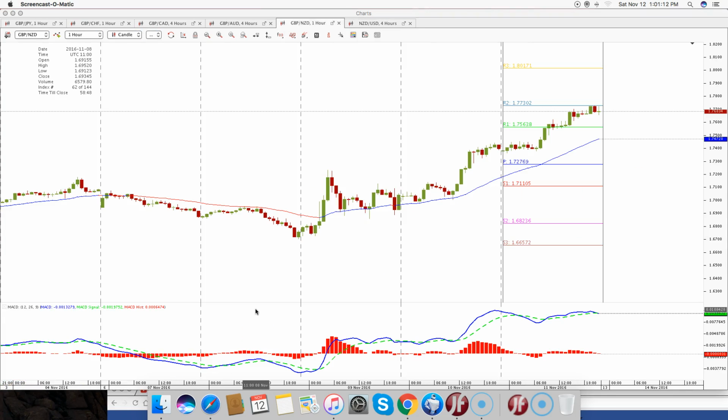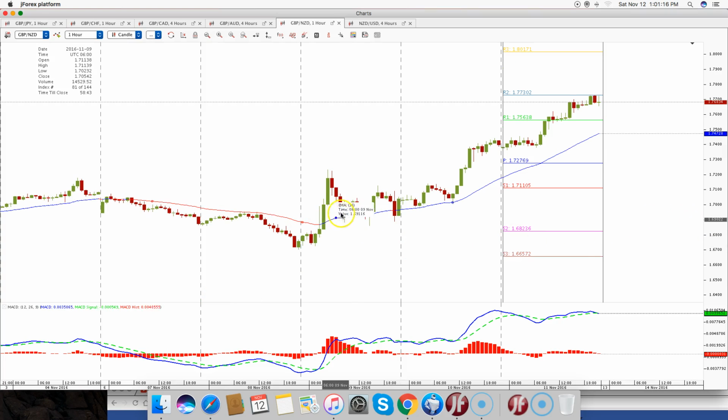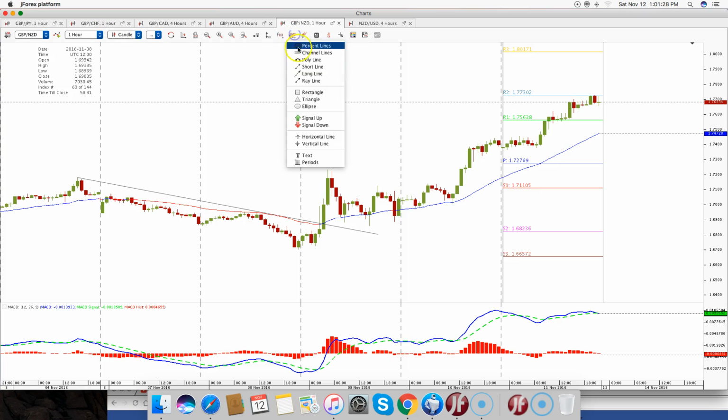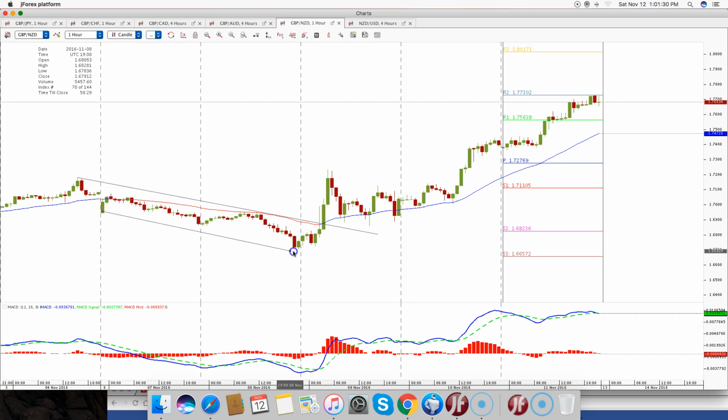Here's another trade setup on pound New Zealand dollar, where we have price breaking above this 36 moving average line, and essentially there had been a change in direction. So if you use a trend line, notice that this channel had been breached, so we're not in a downtrend any longer, we're in an uptrend.